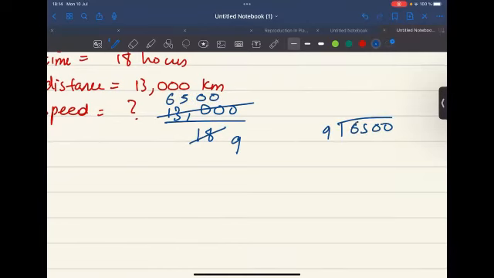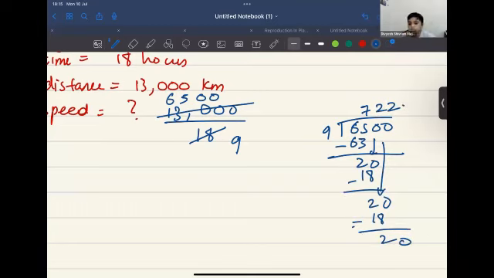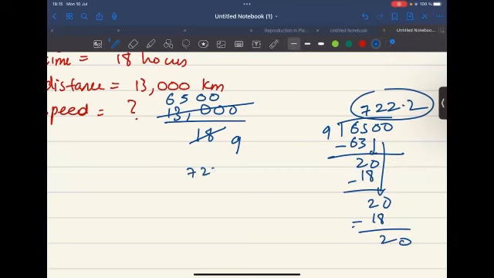Do it with me. Tell me what tables it will come. 9 6s are 15. Subtract, tell me the answer. Ma'am, 2. Nine twos are 18. Again, nine twos are 18. So it'll keep on going. So 722.2. What will the unit be?